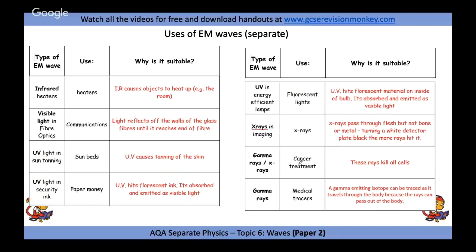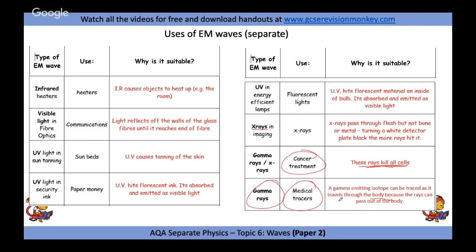And gamma rays and X-rays for cancer treatment, well, why? Because they kill all cells. Gamma rays are also used as medical tracers. So a medical tracer is where you might swallow a meal which contains radioactive materials, and this is because it passes through the body, it will pass out of the body easily to be detected.